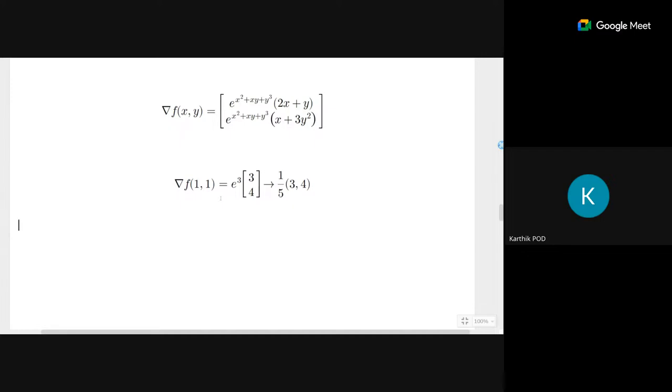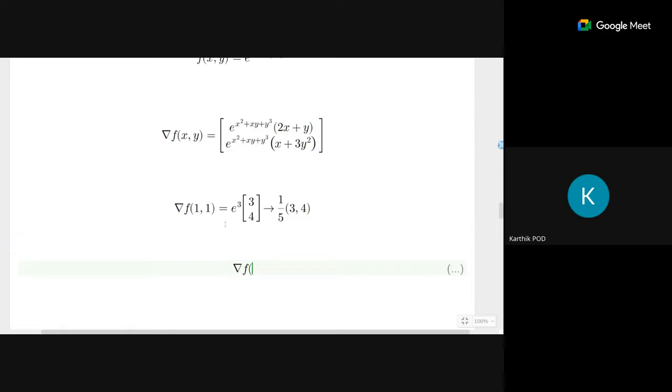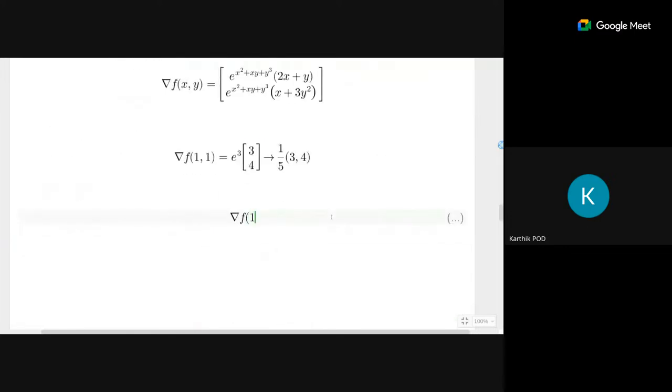So what we have to do is find the gradient of f at (-1, -1). So it will be e to the power minus 1 times (1, 4). Is it okay? So this turns out to be the gradient. Now again, you have to normalize this, so you can get rid of e power minus 1 and just say 1/√(1+16) times (1, 4) is the direction of the gradient.